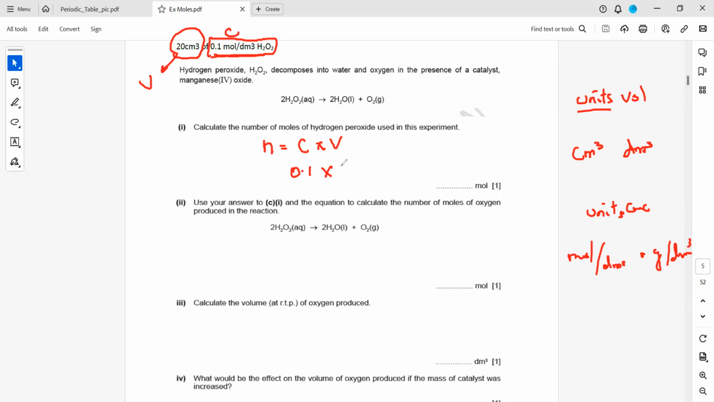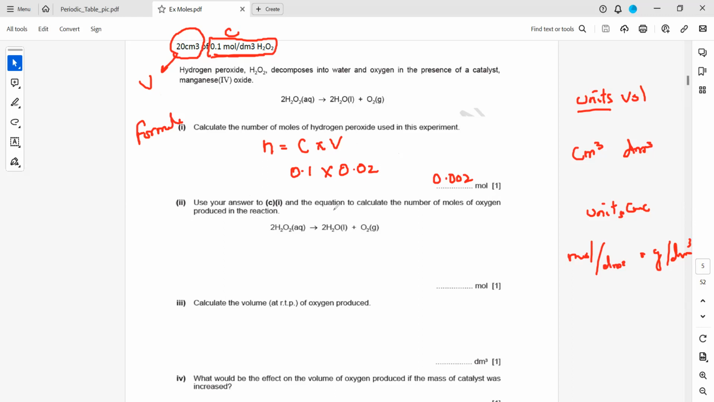So moles equal concentration times the volume. So we divide by 1000, 0.02. So this will be 0.002. So we solve the first part by using a formula.